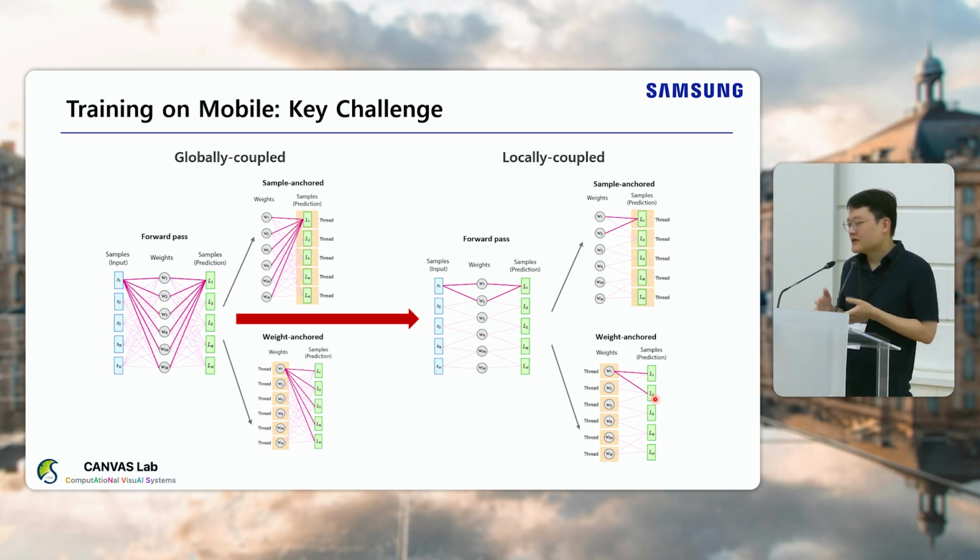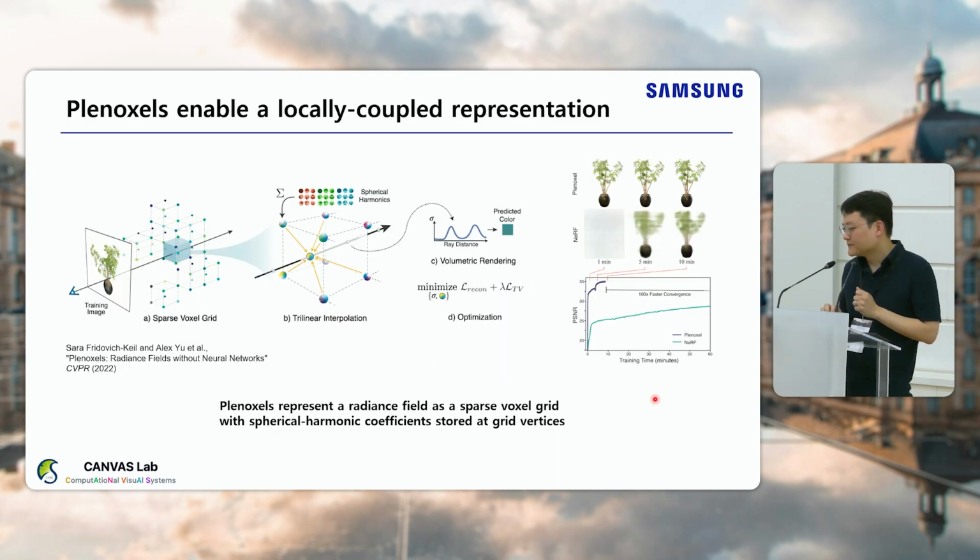So yeah, based on this understanding, we realized that the proper representation for radiance scattering on mobile would be Plenoxels. Plenoxels was proposed in 2022 as an alternative to NeRF, and it represents the radiance field using a sparse voxel grid with spherical harmonic coefficients stored at vertices. And we use trilinear interpolation to predict the radiance field.